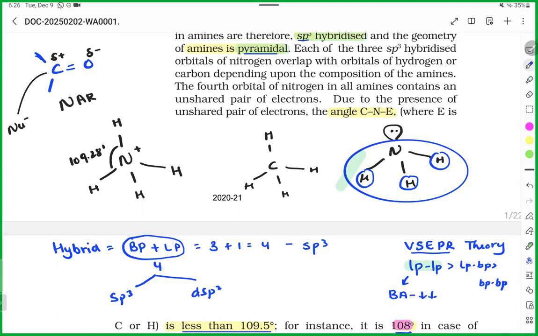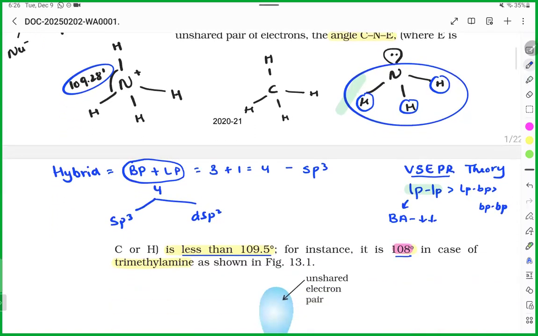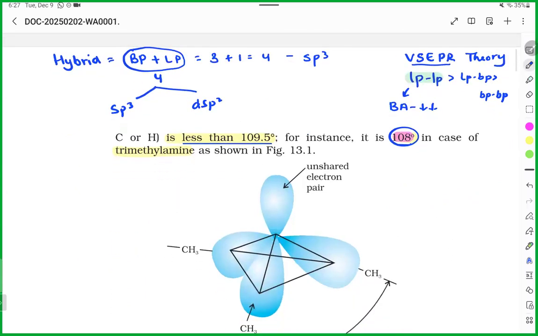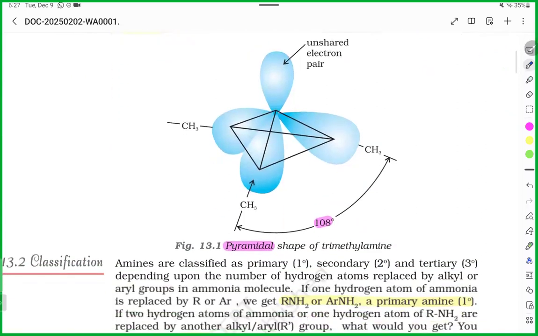Least bond angle. Ideally, it should be 109 degrees 28 minutes, but due to the presence of this lone pair, the angle will reduce. You are not supposed to remember the exact number 108, but you should understand the key point: it will decrease. Understood? Any doubt?